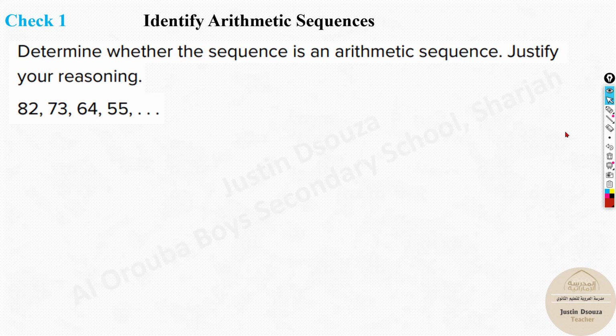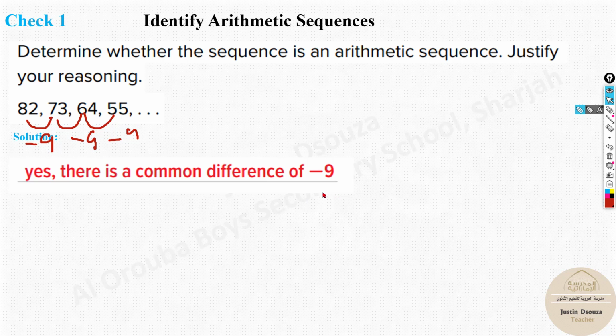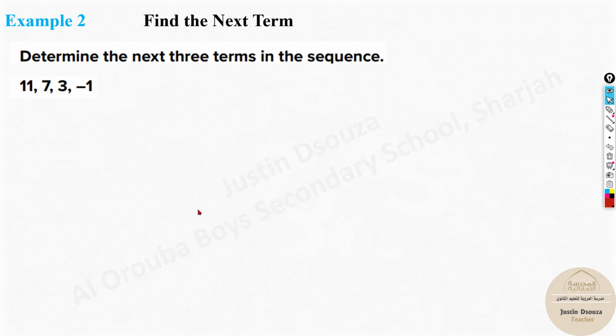Let's look into this problem here. Let's see what's the difference. You can pause the video and try it by yourselves. From 82 we are going to 73, so it's -9. Then 73 to 64, again it's -9, -9. Now this over here is an arithmetic sequence. Why? Because there is a common difference of -9 throughout the terms. So yes, this is yes.